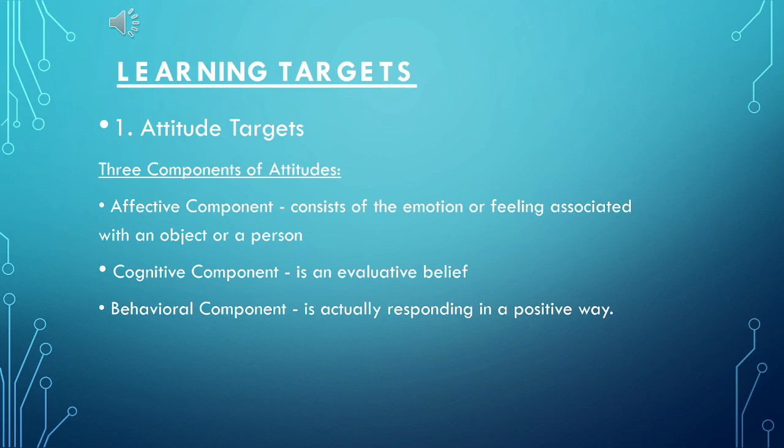I don't know why. And the next is the cognitive component. It is an evaluative belief such as thinking something is valuable, useful, worthless, and so on. It's all about our cognitive part. And lastly, the behavioral component is actually responding in a positive way about certain things or certain objects or certain persons. It describes our behavior.